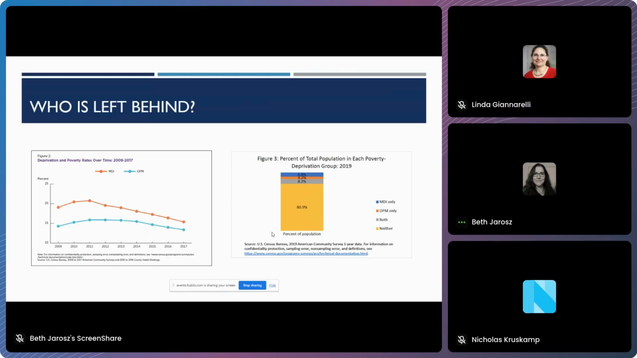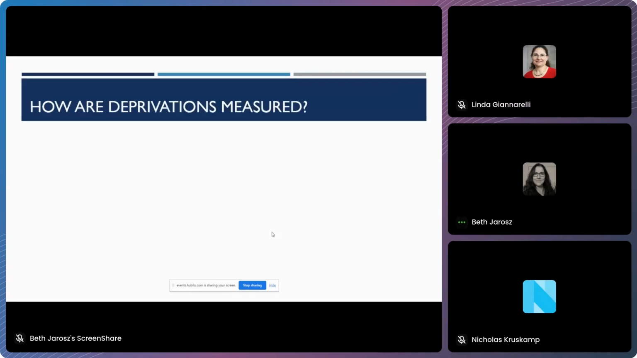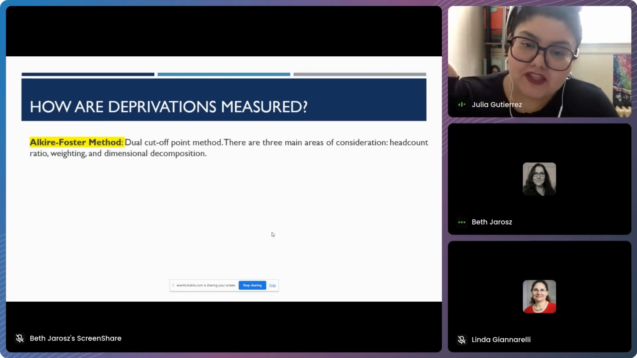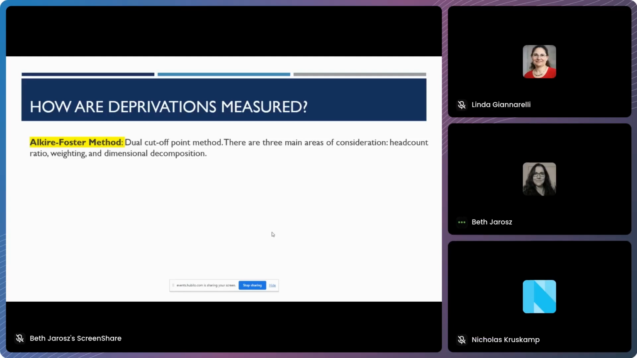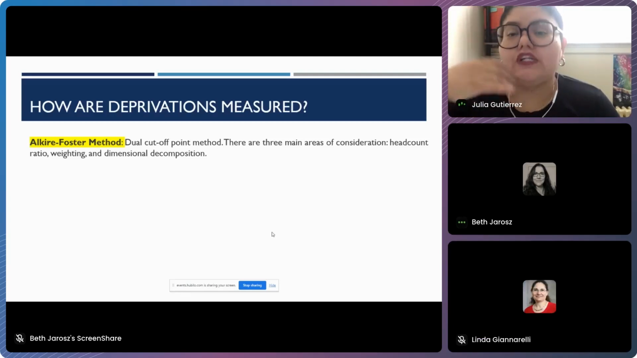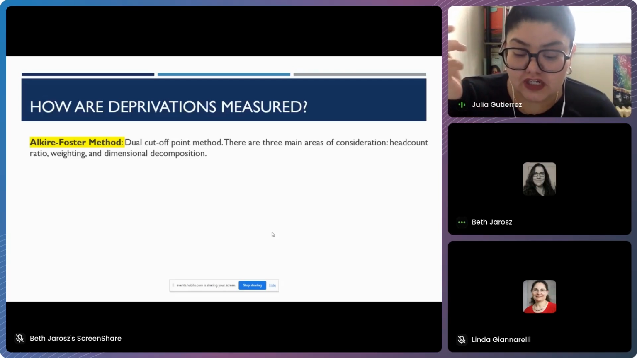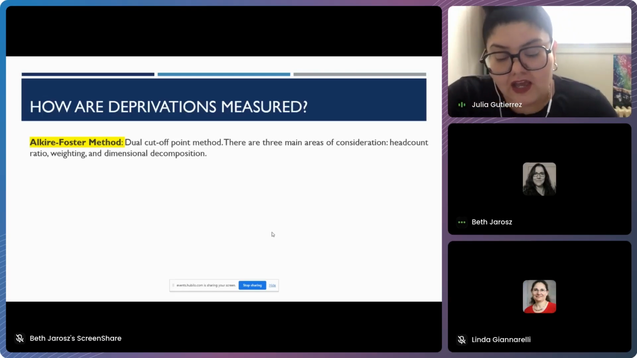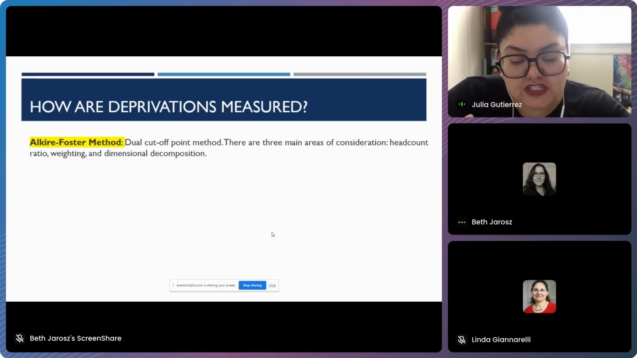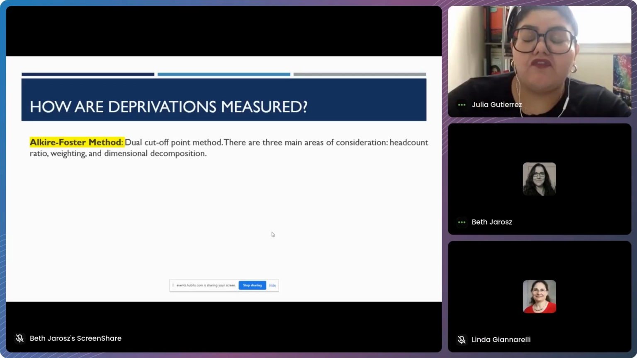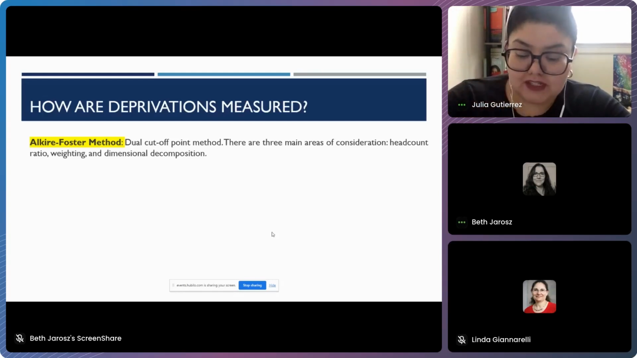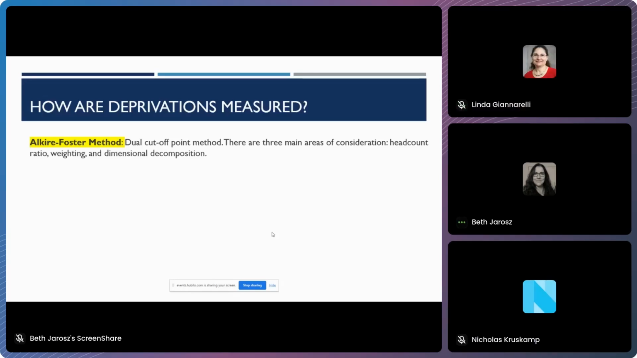So you might be asking, well, how are these deprivations measured, right? The Alkire-Foster method is a dual cutoff point method. There are three main areas of consideration: the headcount ratio, the weighting, and the dimensional decomposition. Based on the work that already has been done in the US, the multidimensional deprivation involves following a six-step method. First, we have to determine what the MPI dimensions are. We need to set the cutoff points for each dimension.